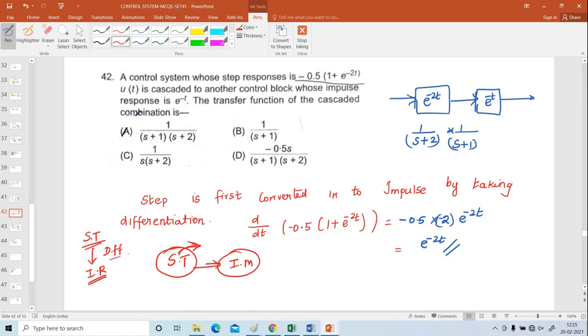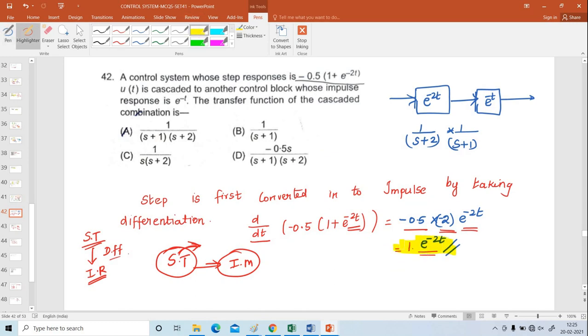So first I apply the differentiation to the step response. d/dt of -0.5(1 + e^(-2t)) is equal to -0.5 into -2 into e^(-2t). Minus 0.5 into minus 2 gives the value 1, so 1 into e^(-2t). Now the step response is converted into the impulse response.